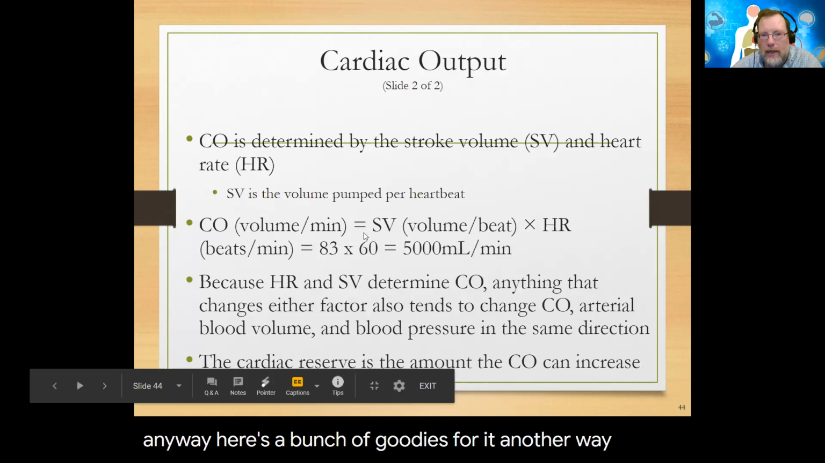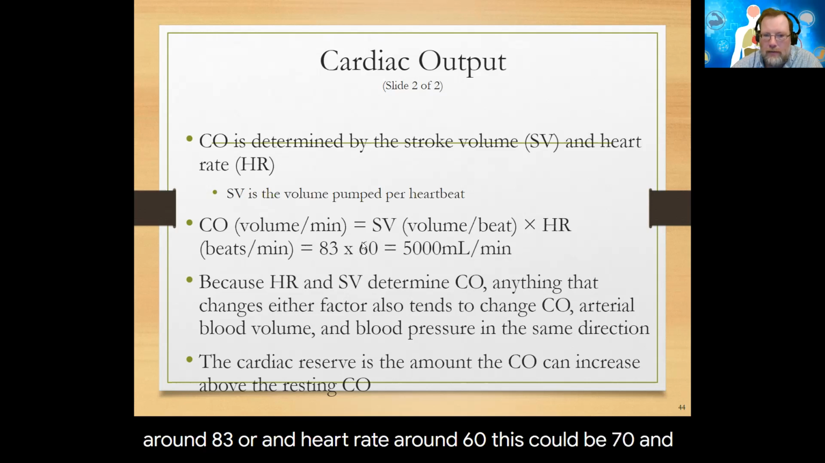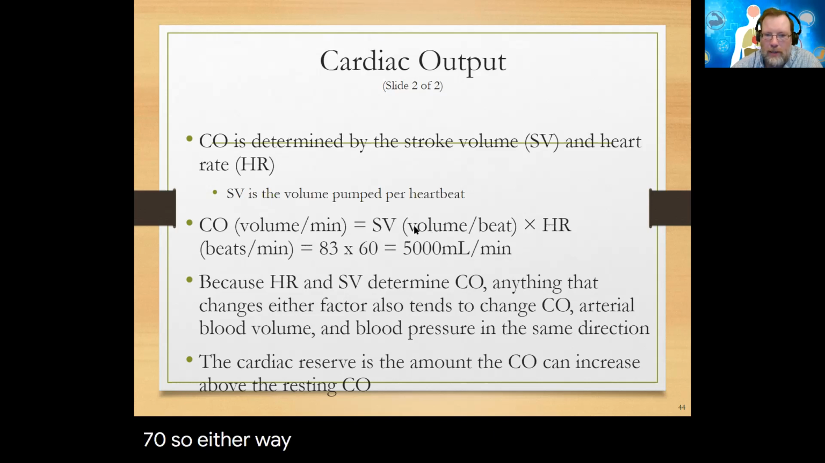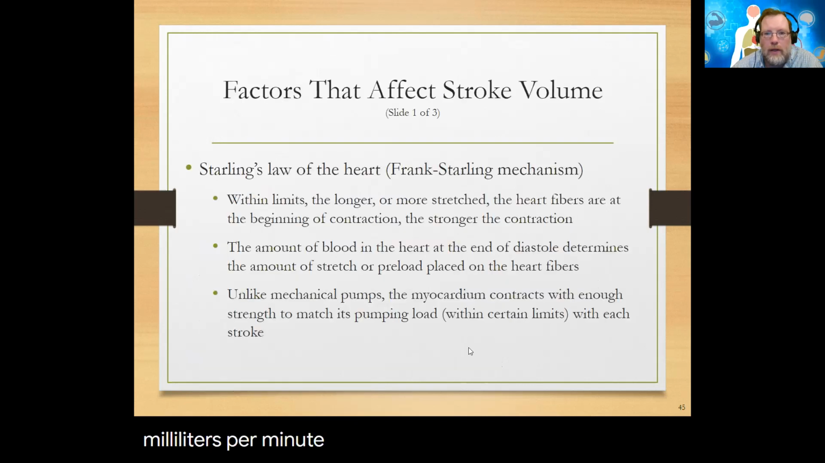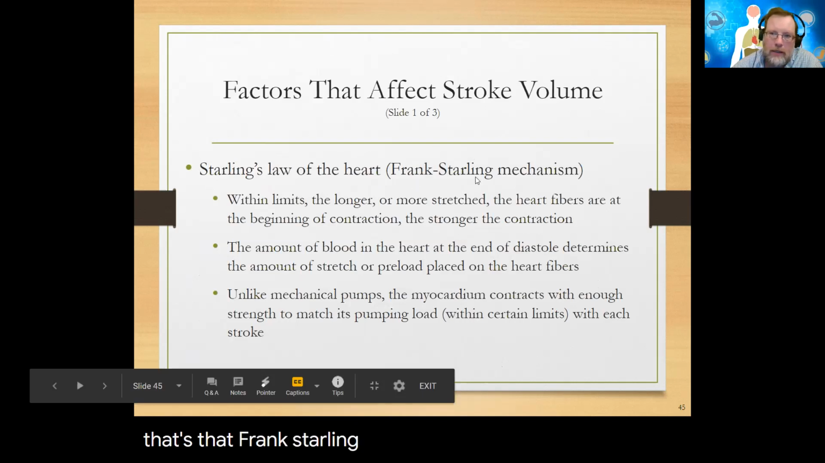Another way, cardiac output. We could also look at stroke volume around 83 and heart rate around 60. Again, this could be 70 and 70. So either way, we're trying to maintain 5,000 milliliters per minute. And again, what affects stroke volume? That's the Frank-Starling mechanism.